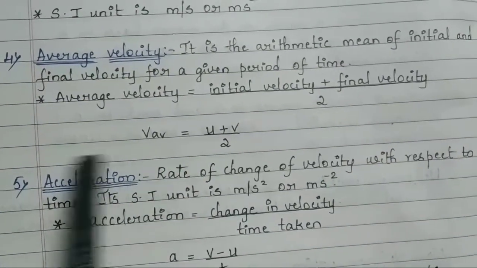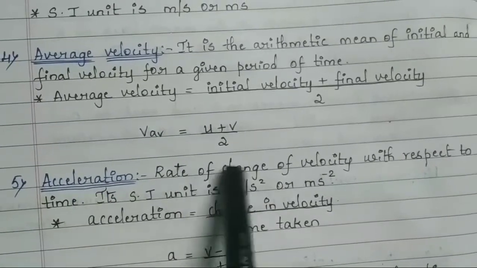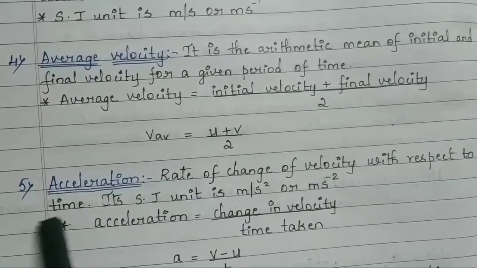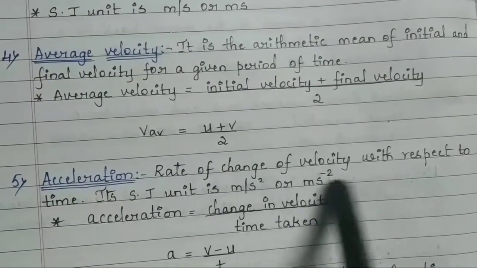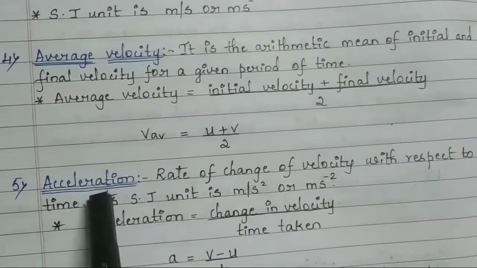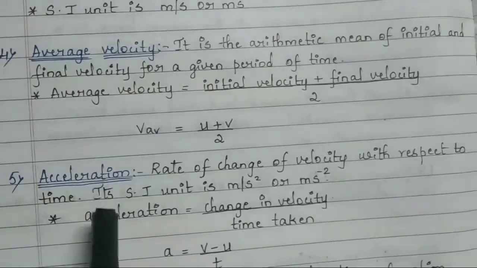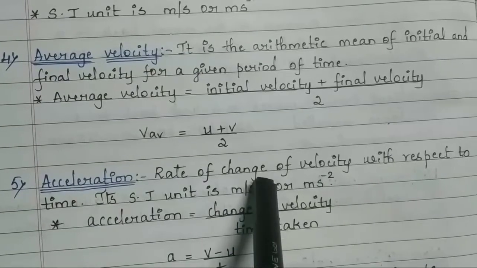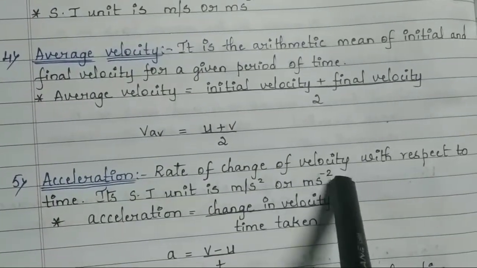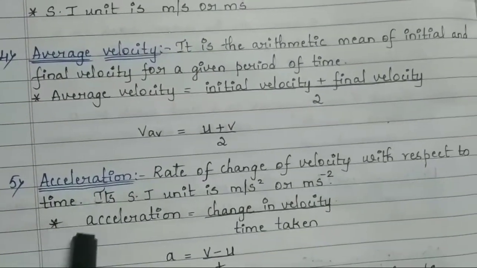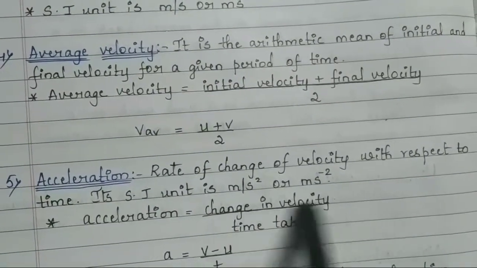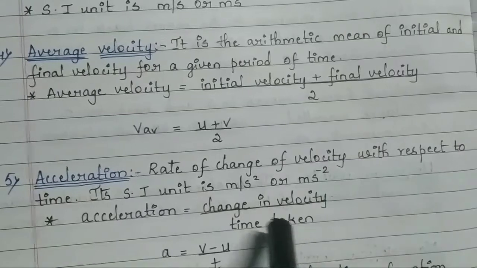What is acceleration? Acceleration is nothing but the rate of change of velocity with respect to time. As time moves on, the change in velocity can be calculated with the help of acceleration. Its SI unit is meter per second square, or m s^-2. I will show you how this comes. Acceleration is nothing but change in velocity divided by time taken.